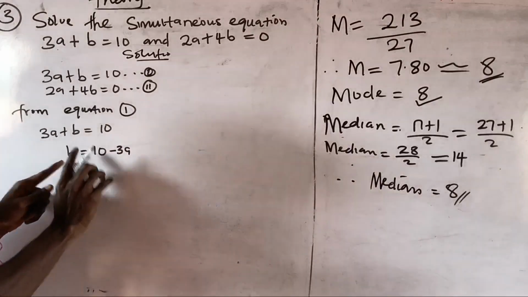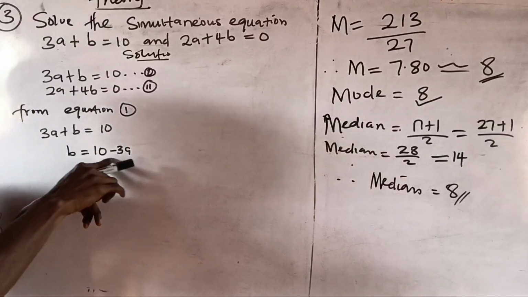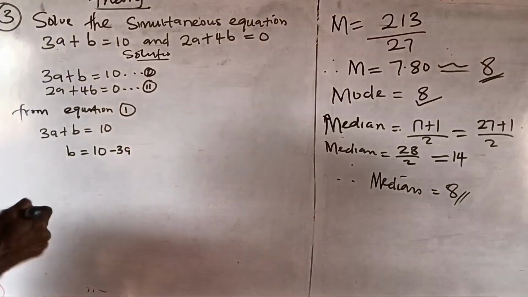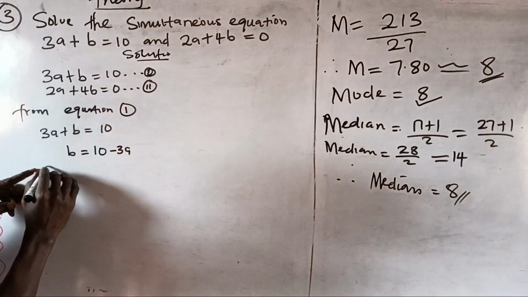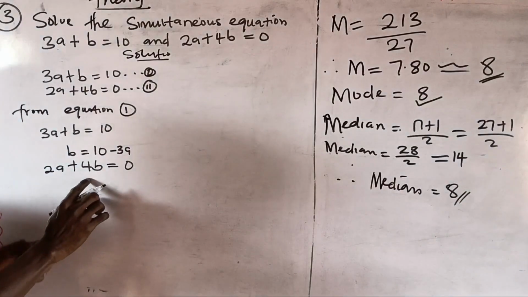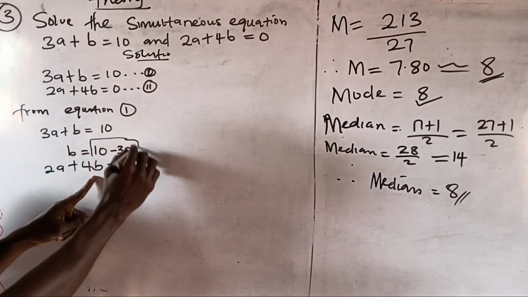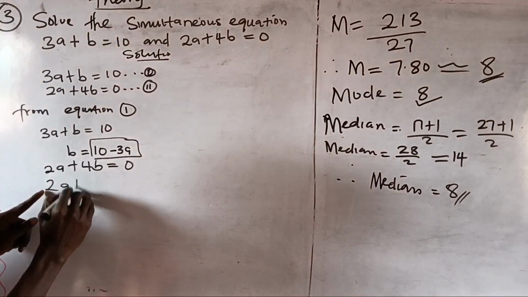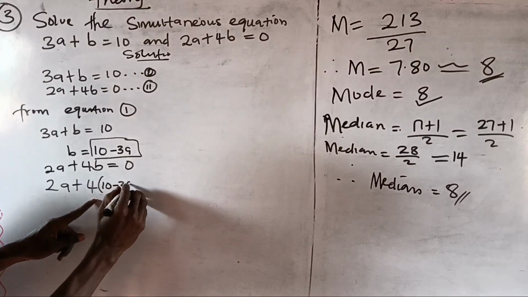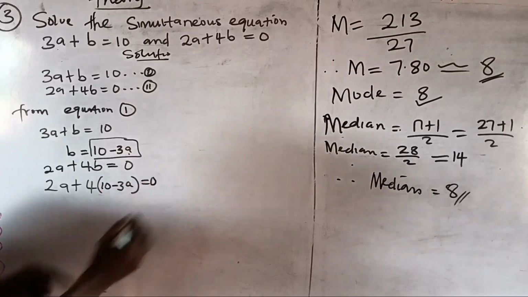So right now, I'm going to take the second equation. Anywhere I see b in the second equation, I will substitute it with this particular expression. Are you following? The second equation is 2a plus 4b equals 0. Now, anywhere I see b, I'm putting this value inside it. So 2a plus 4, now my b is 10 minus 3a, close bracket, equals 0.